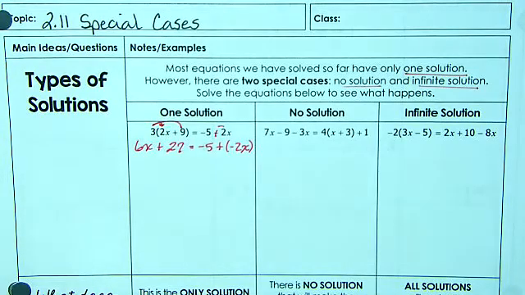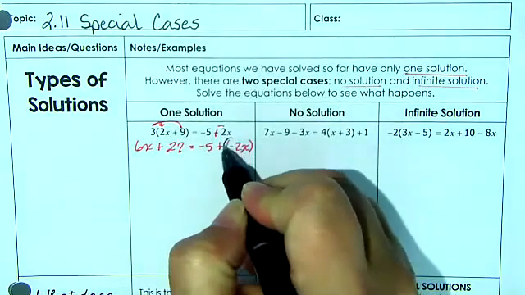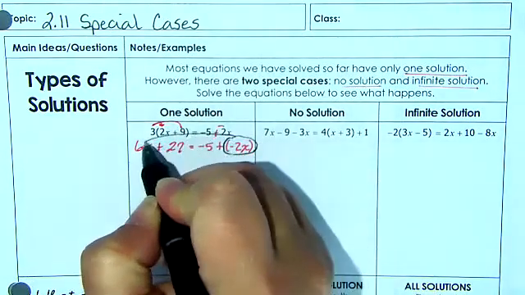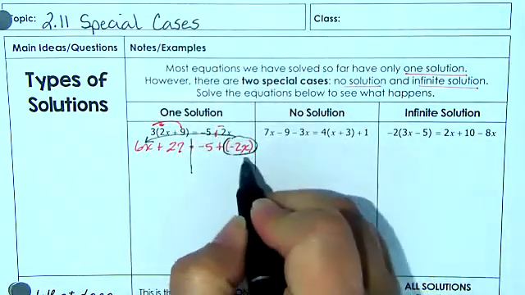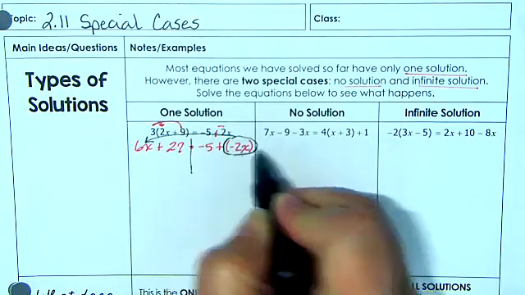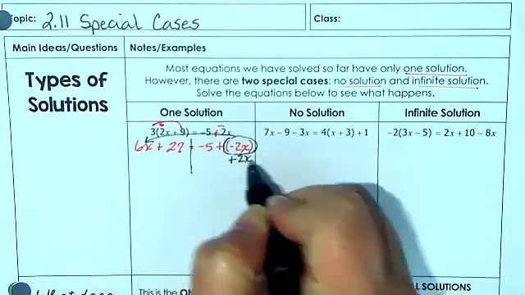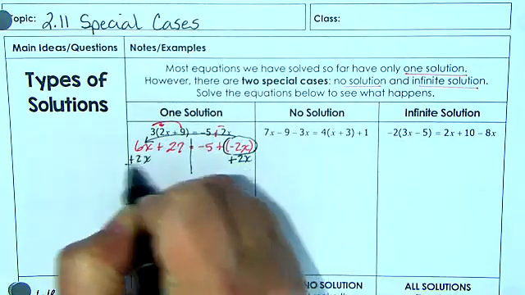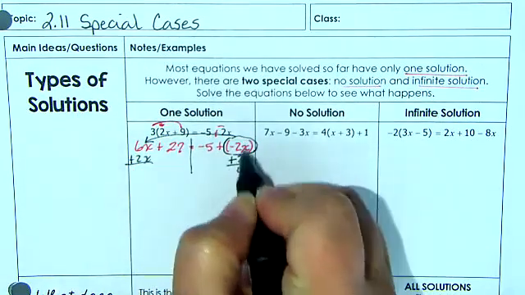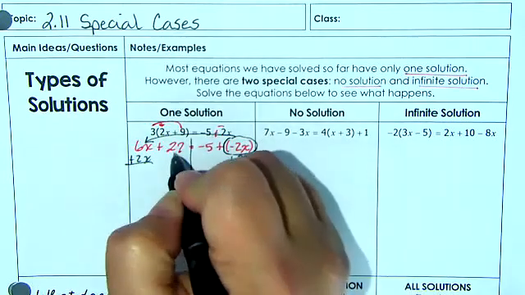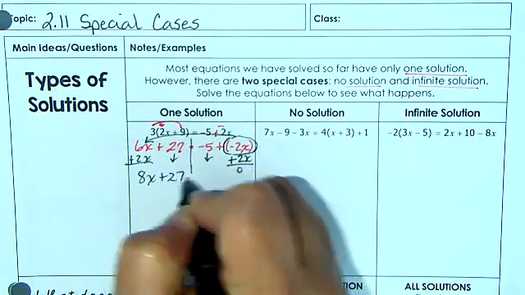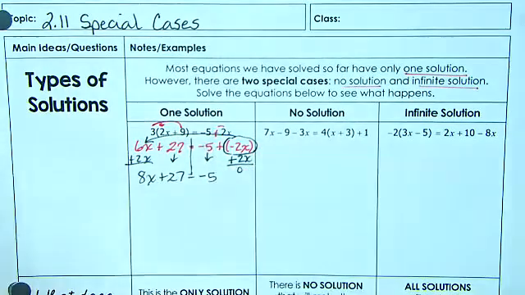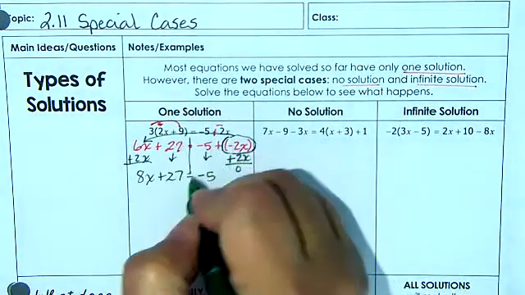And now my goal is to get all of the variables on the same side. So I'm going to take this negative 2x and move it to the other side by doing the opposite. So it's a negative 2x, so I'm going to put a positive 2x. I'm going to add 2x to both sides. This equals 0, because remember the goal is to make that equal 0. And then I bring everything else down. I now have 8x plus 27 equals negative 5. And now I've got my two-step equation that I continue to solve.